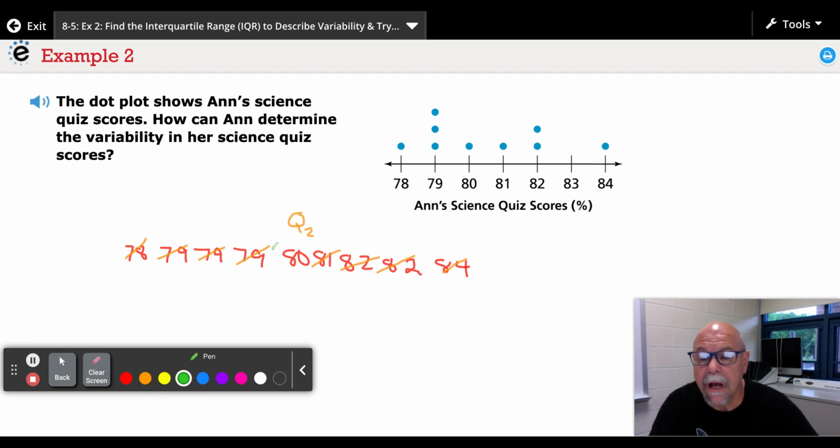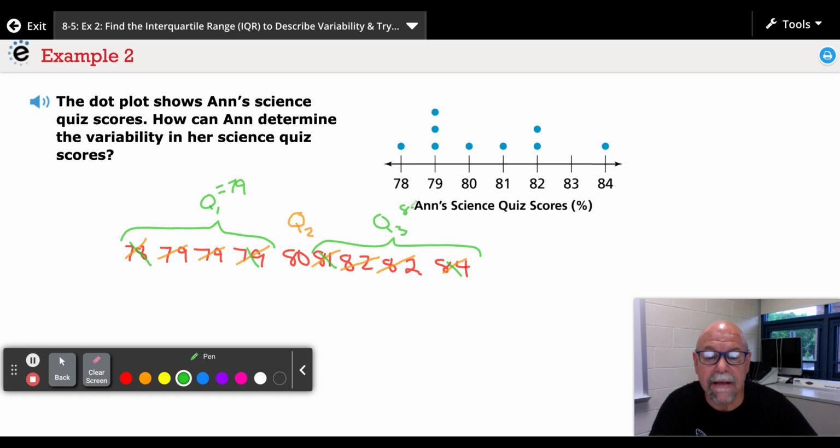And then, I'll switch colors, we're going to find the median of the lower half of the data, and that's going to be Q1. Same idea, first and last. Now the median of the 2 middle scores is 79. So Q1 is 79. And then we'll do the same thing and find the median of the upper half of the data. Same idea, first and last, 2 middle numbers, the median of 82 and 82 is 82.